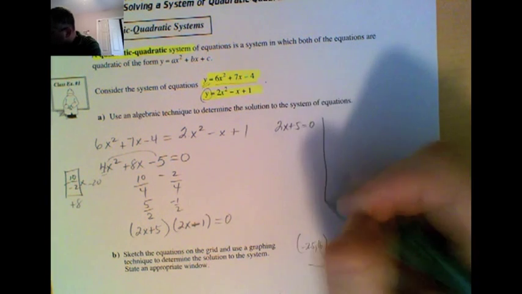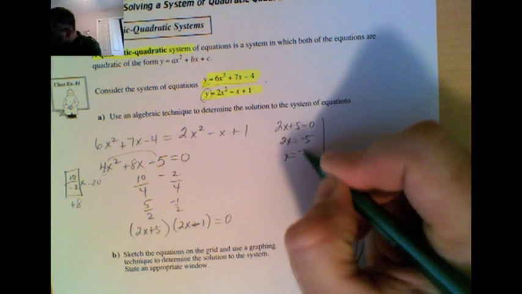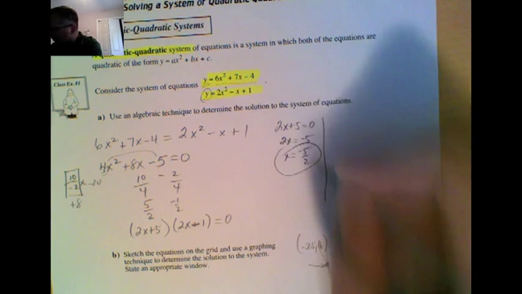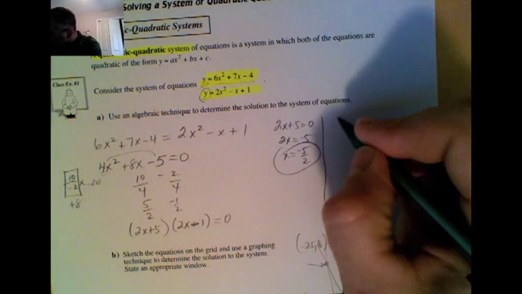2x plus 5 equals 0. So that means 2x equals negative 5. And x equals negative 5 halves. Well, negative 5 halves is negative 2.5. So that matches up with one of the x coordinates that we determined graphically using our calculator.